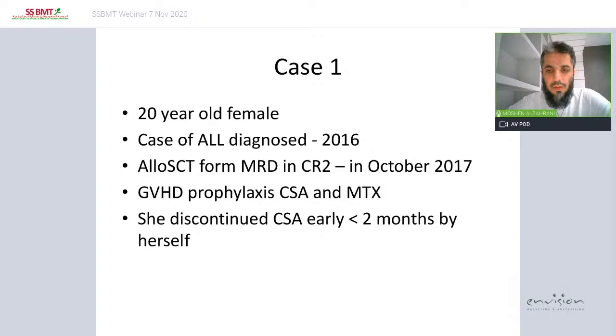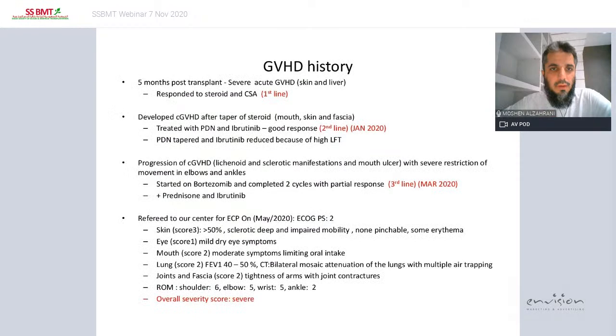She was initially managed in another center, and later on she was referred to us for treatment of chronic graft versus host disease. So 5 months post-transplant, she developed severe acute GVHD involving skin and liver and responded to steroid and cyclosporine. Then she developed chronic graft versus host disease after taper of the steroid involving mouth, skin, and fascia. She was treated with prednisone and ibrutinib with good response. This was up to January 2020.